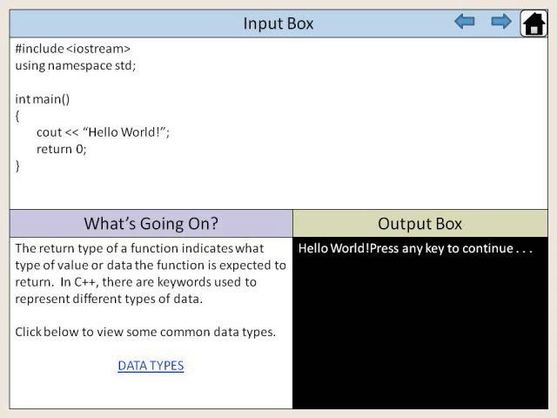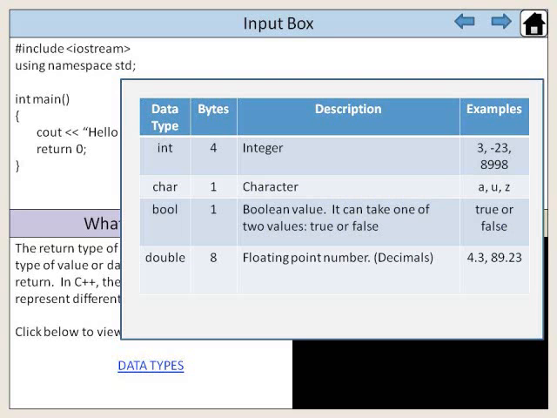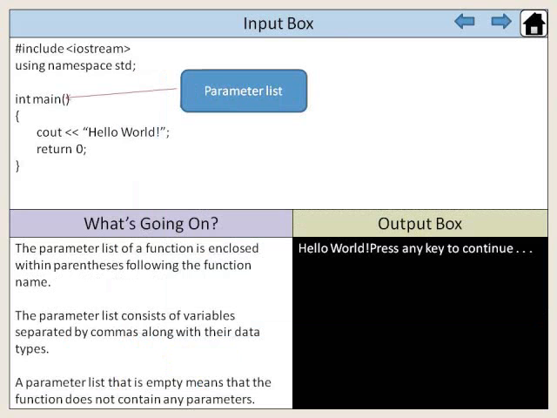In C++, there are keywords used to represent different types of data. The int data type takes up about 4 bytes of memory space on most computers and represents an integer value. Some examples are 3, -23, and 8,998. The char data type takes up about 1 byte of space, and it represents a character value. Some examples are A, U, and Z. The bool data type takes up 1 byte of space and represents a Boolean value. It can take one of two values, true or false. The double data type takes up 8 bytes of memory space and represents a floating point number or decimals, such as 4.3 or 89.23.